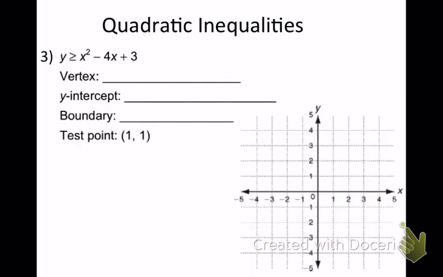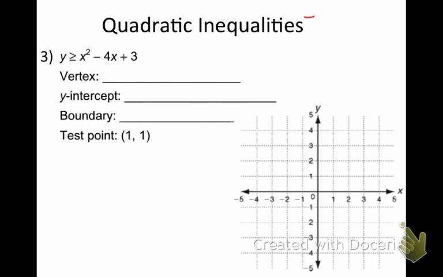Let's try number 3. Y is greater than or equal to x squared minus 4x plus 3. First thing I want to do is find the vertex. How would I find the vertex, Allie? Vertex, sorry, not y-intercept.